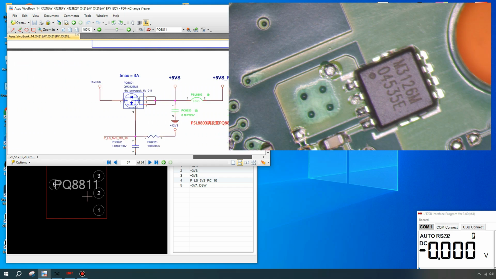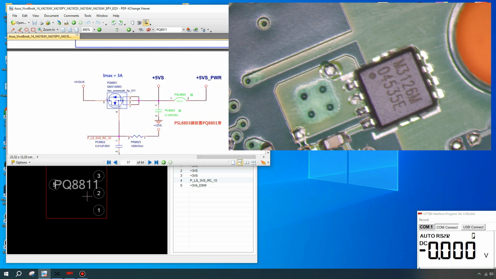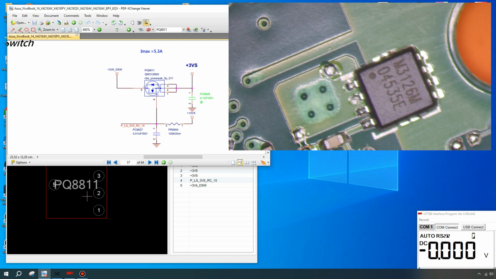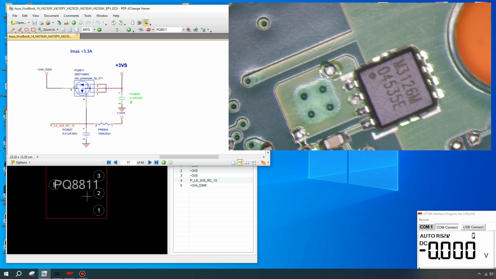This is our other MOSFET. The 5.0VSUS voltage will be renamed 5.0VS. This signal is converted to 5.0VS_PWR with a jumper. The gate trigger signal name of our MOSFET is called 12VS. Let's start the motherboard and check the MOSFET gate trigger voltage.